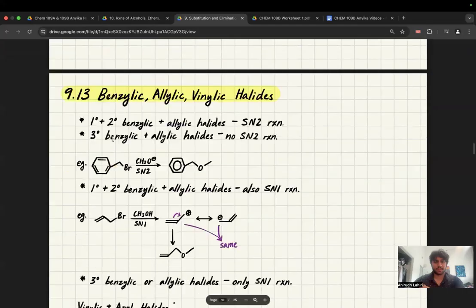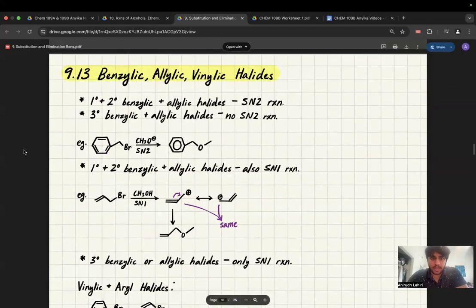Okay. Benzylic, allylic, and vinylic halides. So these behave a little bit differently than the ones that we just talked about. So first of all, primary and secondary benzylic plus allylic halides will go through an SN2 reaction. Tertiary benzylic and allylic halides will not go through an SN2 reaction. So very important to note that even though we have resonance for tertiary benzylic and allylic halides, there's just too much sterics.